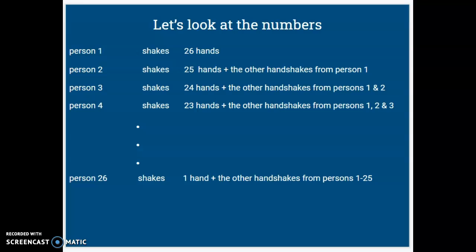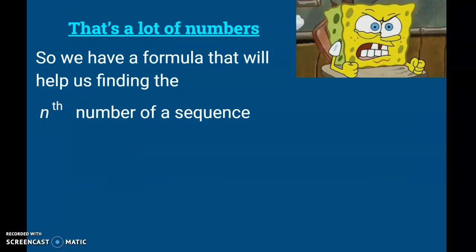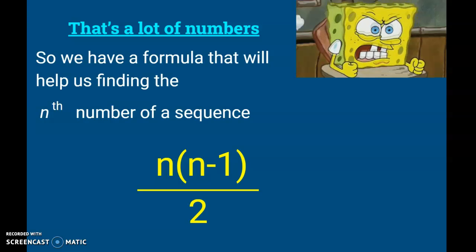So here's the cool thing about this. That's a lot of numbers. If I was going to add 25 plus 24 plus 23 plus 22 plus 21 plus 20 all the way down to 1, that would be a lot of handshakes. So in this case, we can actually create a formula that'll help us find it to the nth number of the sequence. However many people in the room, I could find 100, I could find 200, anything like that, with this simple equation. N is the number of people.